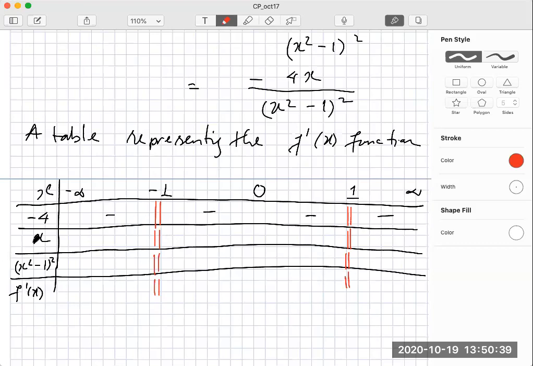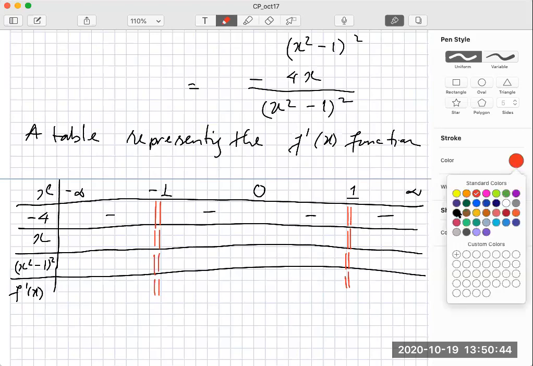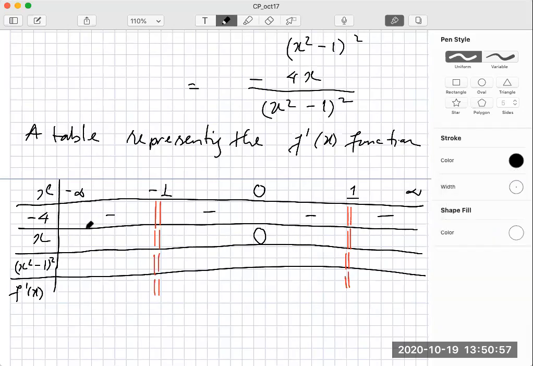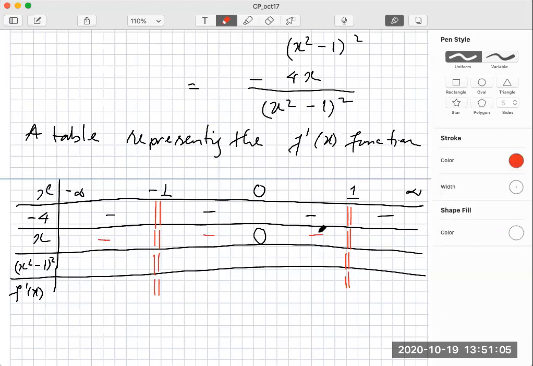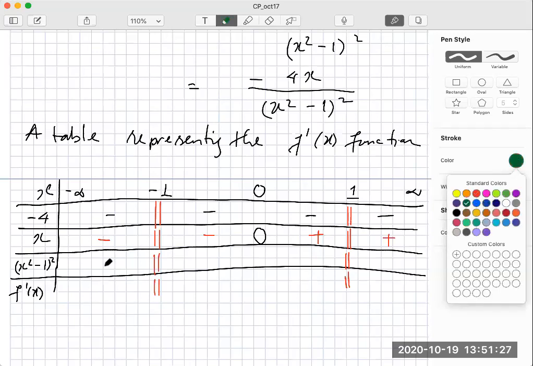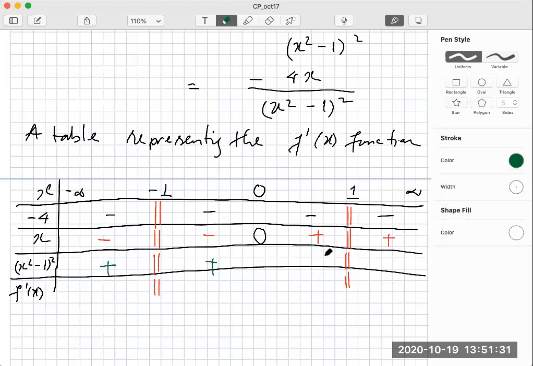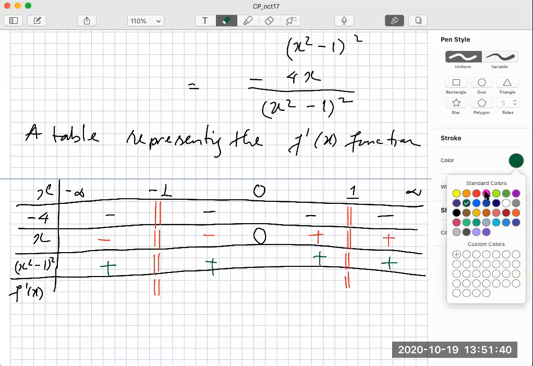So at 0, the function x here, what is it? Yeah, 0. And from the left of 0, what is the value of the function x here? Perfect. Negative, negative here, positive, positive here, right? How about the denominator here? It is undefined at these two, right? But it is anything here but then squared. So is it positive or negative? It's always positive, right? Something squared is always positive. Very good.